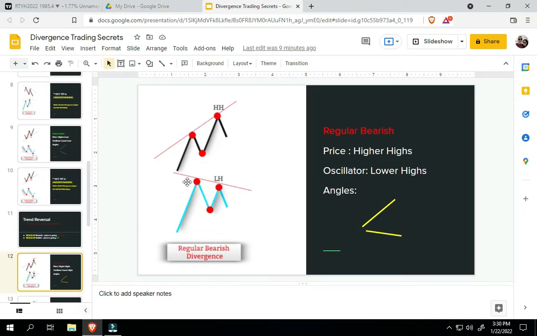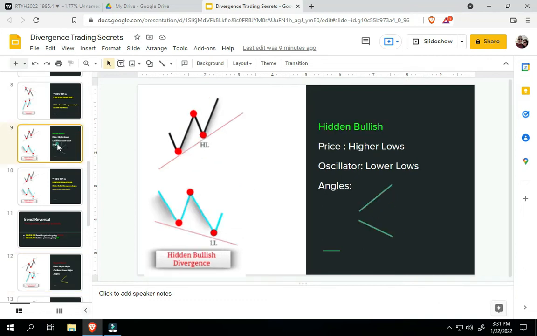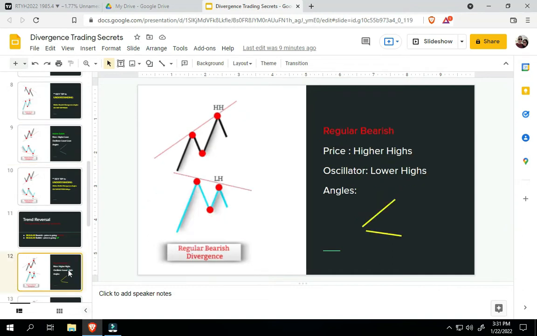So if you notice, the divergence is going to look very similar to the hidden bullish because we're both showing the less than sign, the less than angle. The difference is anytime you have a bearish divergence, you're going to see these angles at the very top of the price action and the very top of your oscillator.